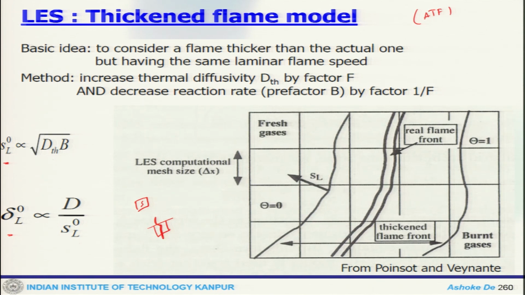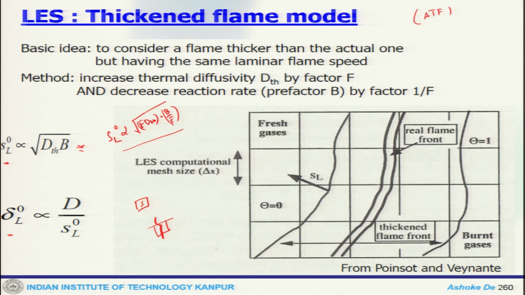So, if you artificially only thicken the flame front by a factor F, then the speed will be reduced by that factor. To avoid that, the thickening is done in such a way that you increase the diffusivity by a factor F at the same time. So essentially, this would look like S_L^0, which will look like F into D_th into B by F. That means at the same time you reduce the reaction rate by the same factor, so that it does not change those properties.